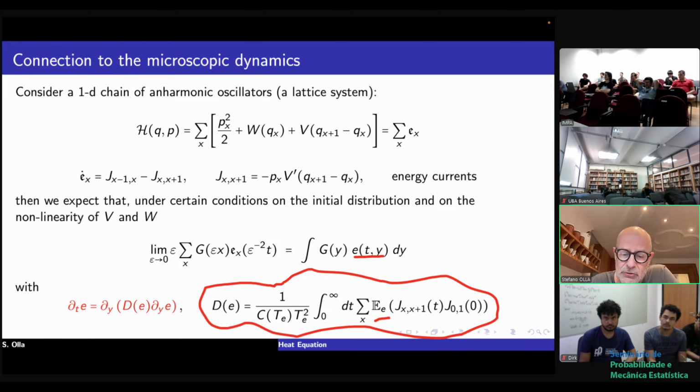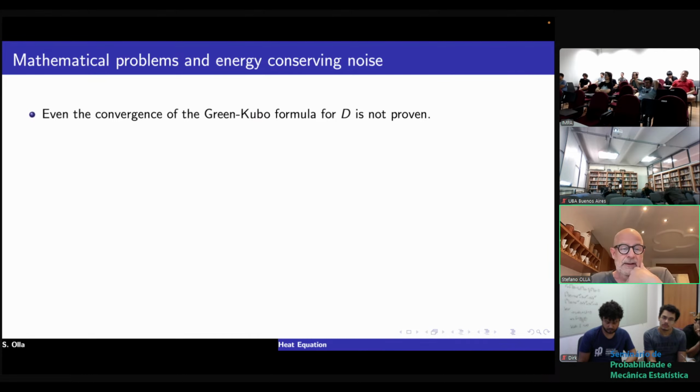In general, not only is this problem difficult and unsolved, but even the existence of the diffusivity is an open problem, except in very particular cases. So that's what I said. Even the convergence of the Green-Kubo formula for this is not proven.